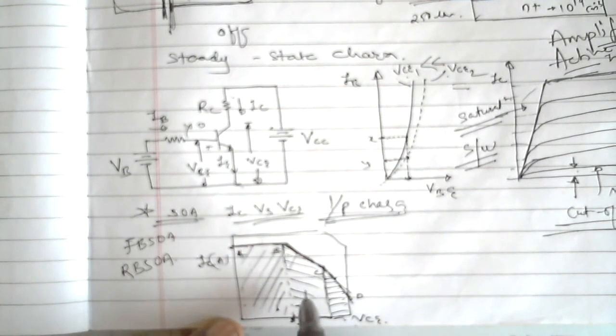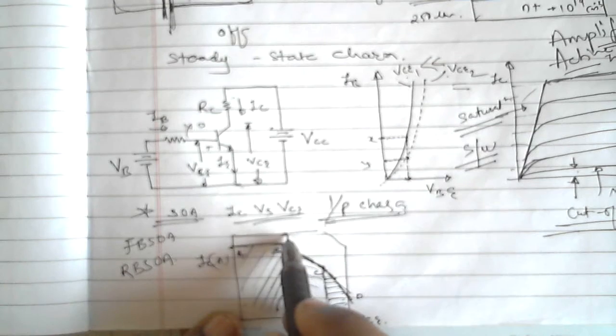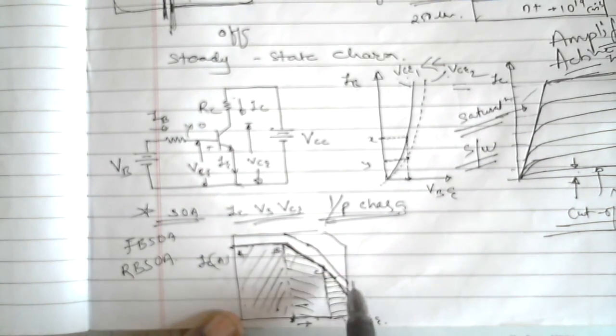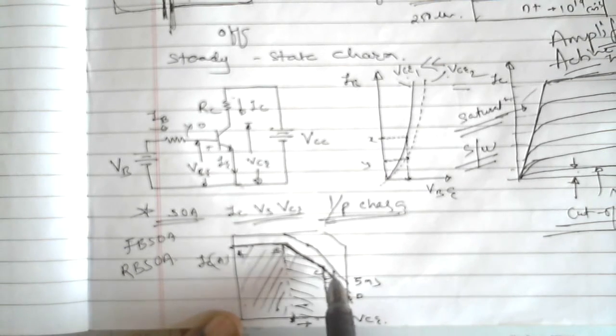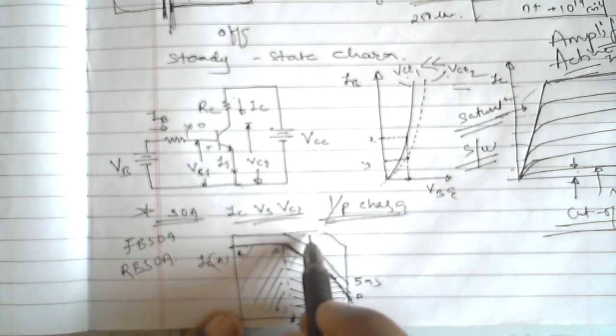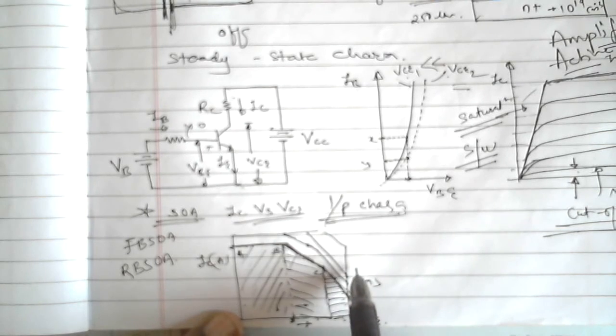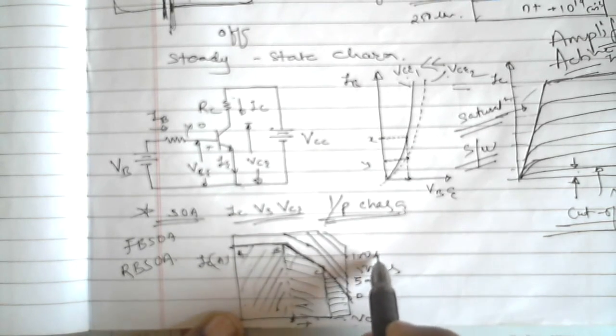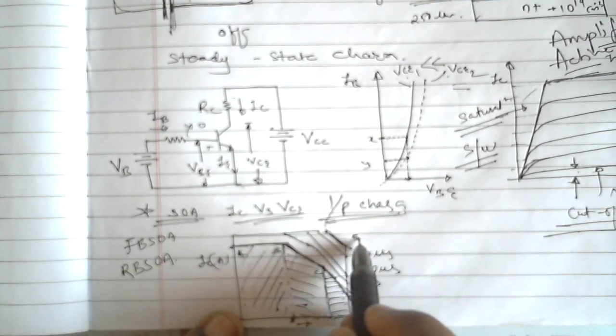Now this is for normal DC current. If it is pulsed DC, then for some time it works and some time it does not. As the pulse width is decreased, I will draw another graph. This is for 5 millisecond. As it goes on decreasing the pulse width, this is 500 microsecond, this is 100 microsecond, and the last is 5 microsecond.